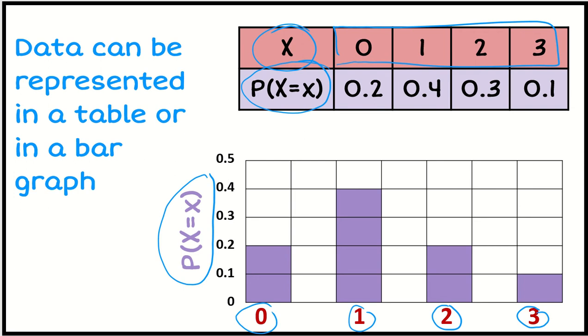And then my probability of getting a 0, that's 0.2, matches up to that on the graph. And same with each of the different categories, those probabilities match up on the graph. We also notice that all the probabilities have to add up to 1. So 0.2 plus 0.4 plus 0.3 plus 0.1 all adds up to 1.